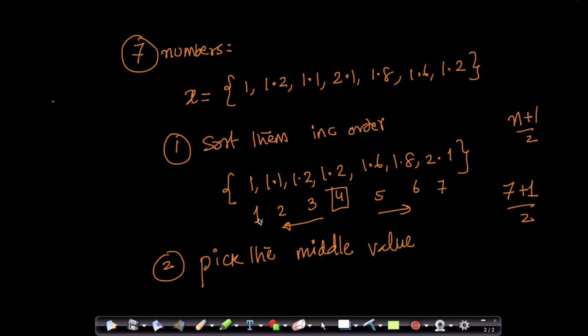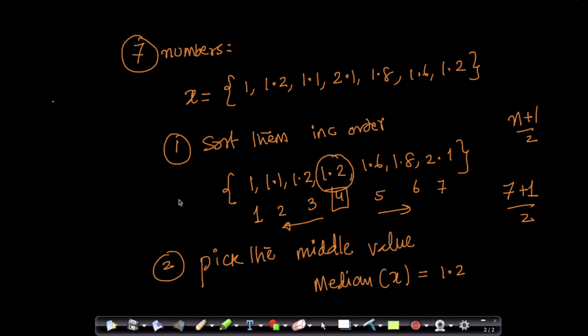So these are the indices. At first index, I have 1. At second index, I have 1.1. Third index, I have 1.2, and so on and so forth. So my central value here is 1.2. Now I would declare that my middle value is my median. So my median of x is nothing but 1.2. Very simple concept. Basically, you sort the numbers and pick the middle value. Now, the immediate question you might have is, what if I have an even number of points?